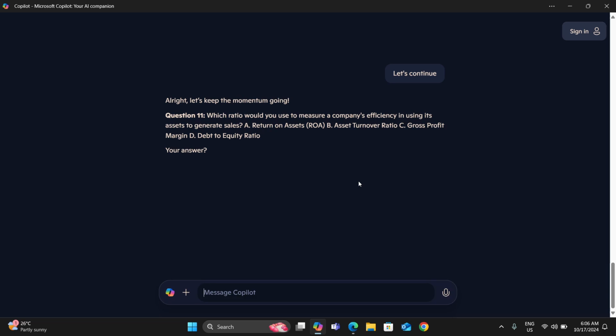Gross profit does not match the efficiency in using assets to generate sales. There are two elements in the question, assets and sales, and it's present in letter B. On gross profit, of course, there is sales, because gross profit is sales minus cost of sales. However, there is an absence of assets. And debt to equity ratio is not really connected to the question, because debt is liabilities and equity is capital. We're looking at two elements again, assets and sales. So I'll say it's letter B.